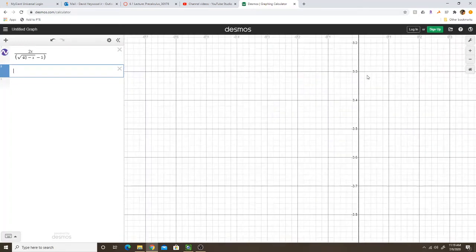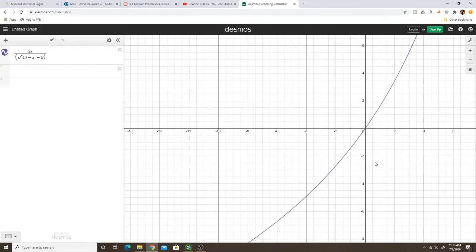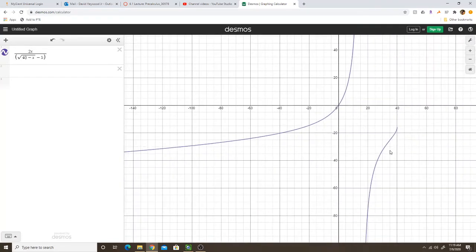Oh, and I'm zoomed way in here. Let me zoom out. Okay, that's what this thing looks like. Oh, so it's not too... Oh, it is kind of crazy. You do have this little other branch that's doing this weird curvy thing.